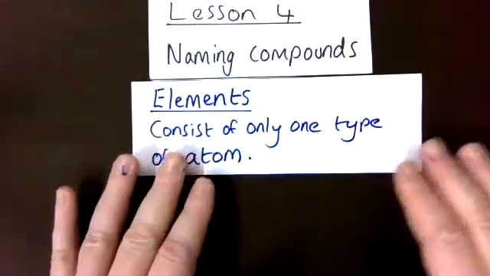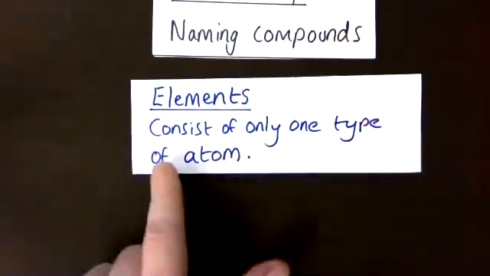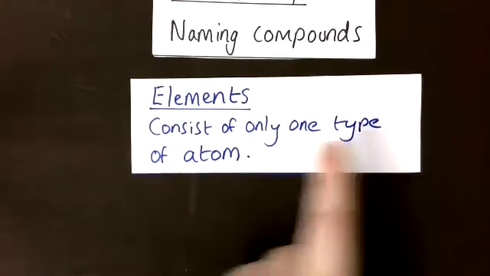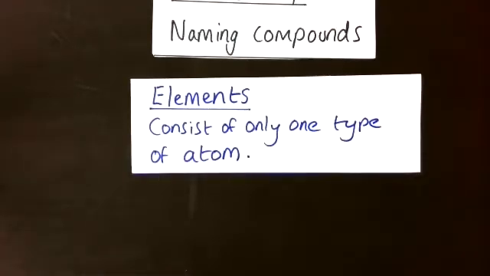So what we're going to start with is a definition of an element. An element is a substance that consists of only one type of atom. And you can find all the elements, of course, on the periodic table. So if it appears on the periodic table, it's an element. It consists of one type of atom.